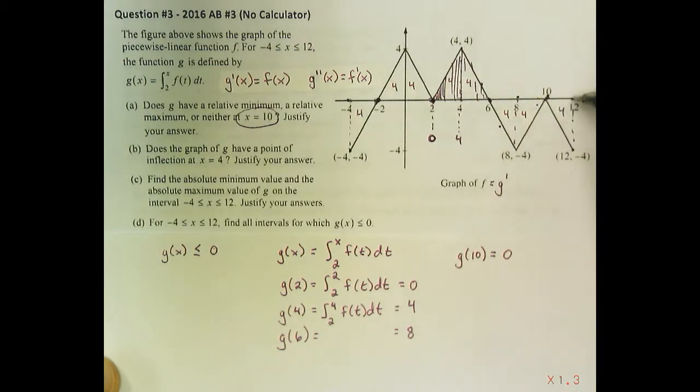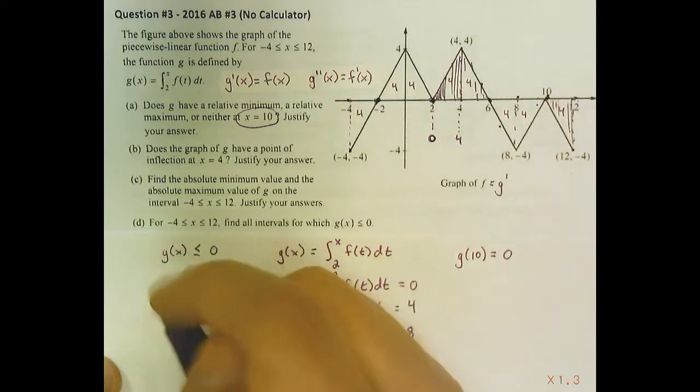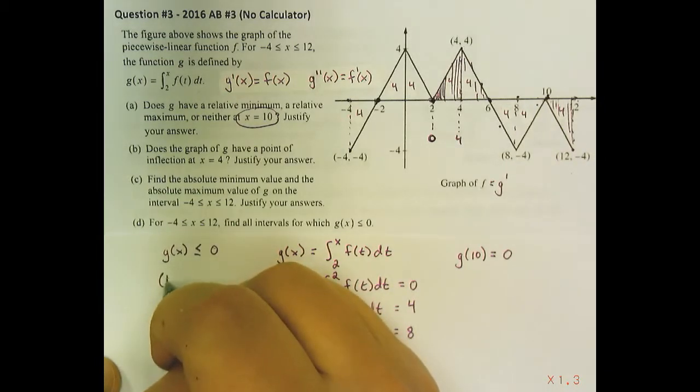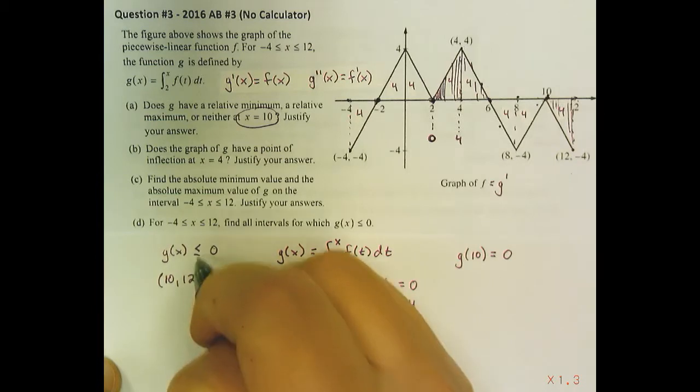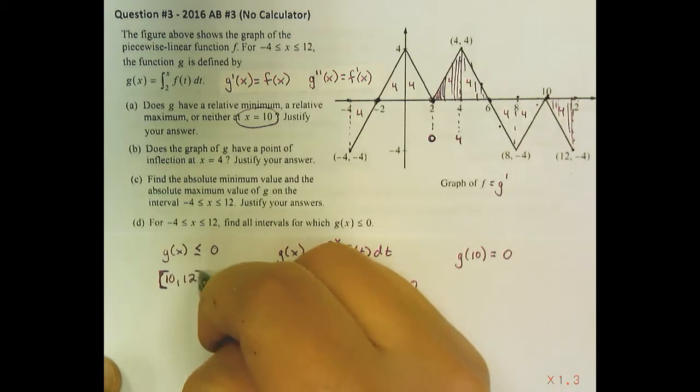Then from 10 to 12, I am losing accumulation up to 4 units. So that all has negative answers. So g of x is less than or equal to 0 on the interval of 10 to 12. Actually, since it's equals 0, we're going to include the endpoints, 10 to 12.